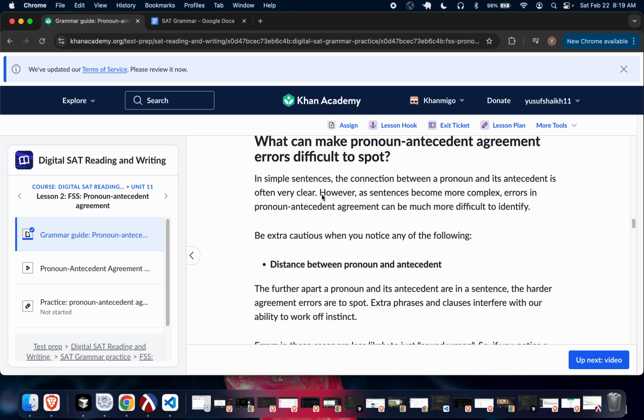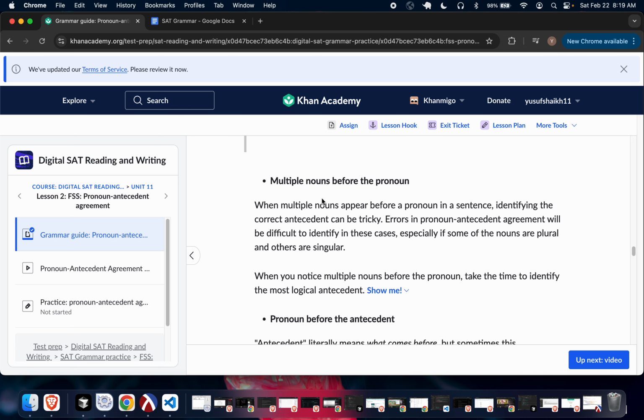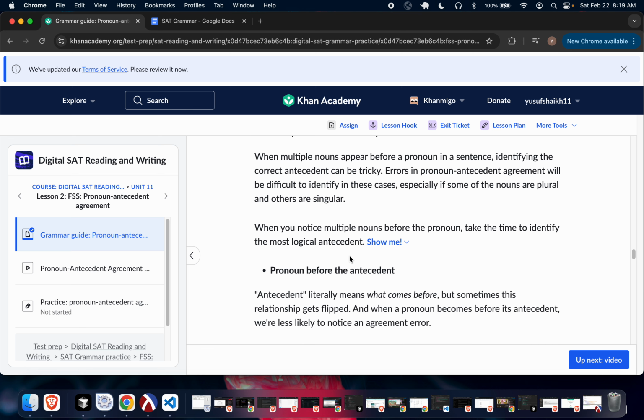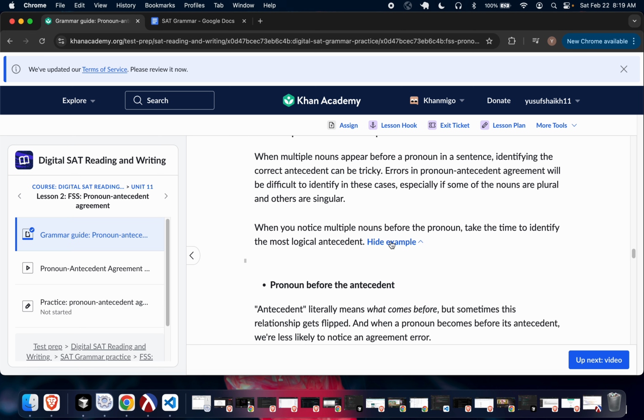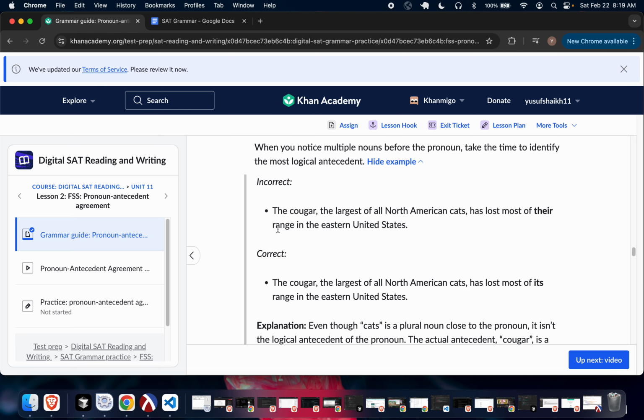Other cases that make it difficult to spot. Multiple nouns before the pronoun. When multiple nouns appear before a pronoun in a sentence, identifying the correct antecedent can be tricky. Errors in pronoun antecedent agreement will be difficult to identify in these cases, especially if some of the nouns are plural and others are singular. When you notice multiple nouns before a pronoun, take the time to identify the most logical antecedent. So let's look at this example.